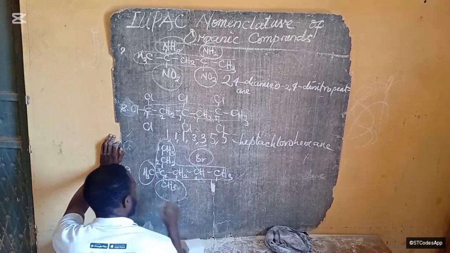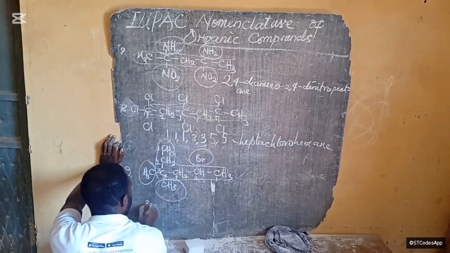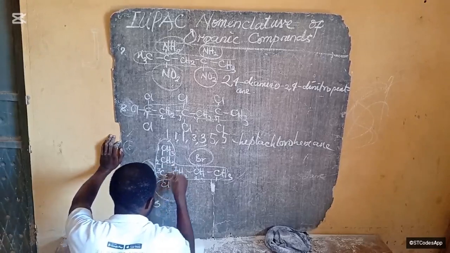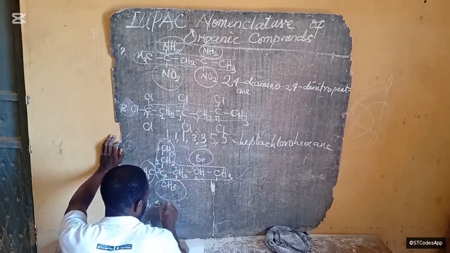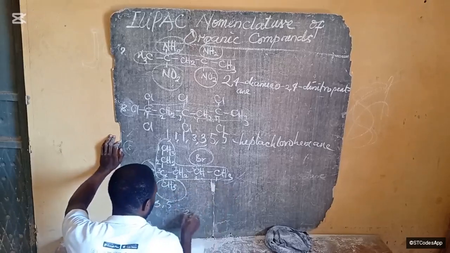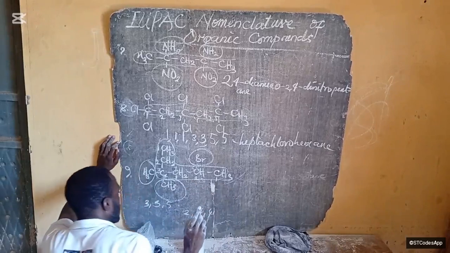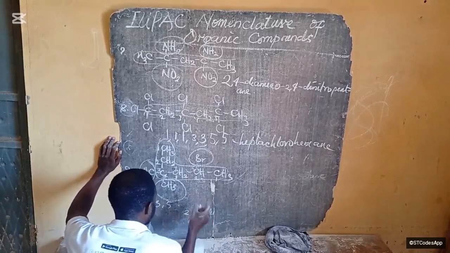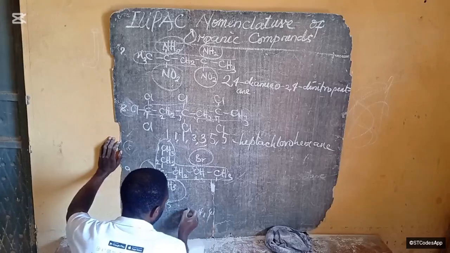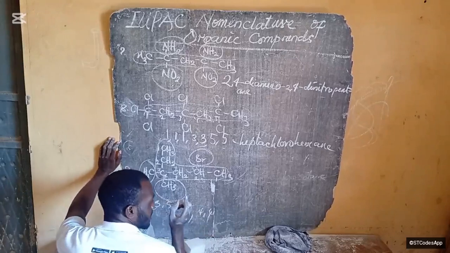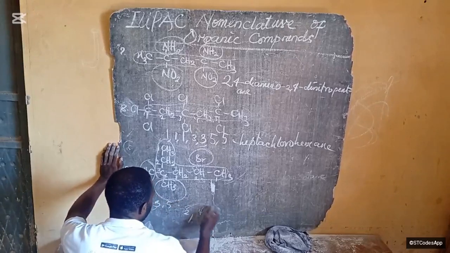Now, if we go in this direction, this is going to be 3, 3 because there are 2 substituents, and this will be 4, 5. But if we come in this direction, this will be 2, 4, 4. So you have to be careful. So which direction do we pick then? 4 plus 4, this is going to be 10, and this is going to be 11. All right. So we are taking this direction.